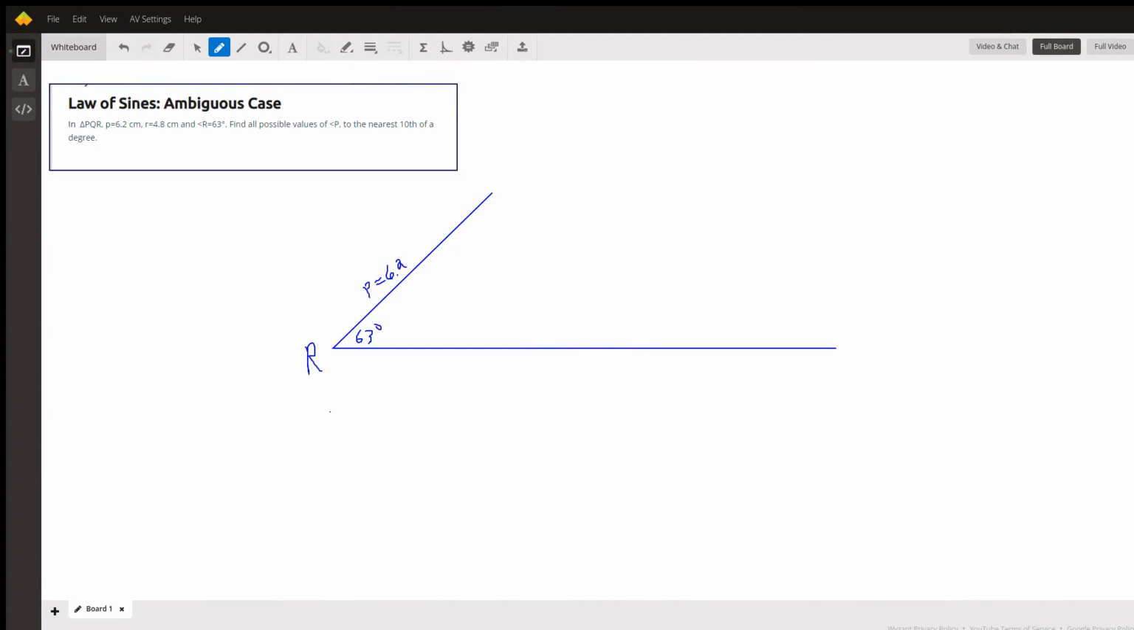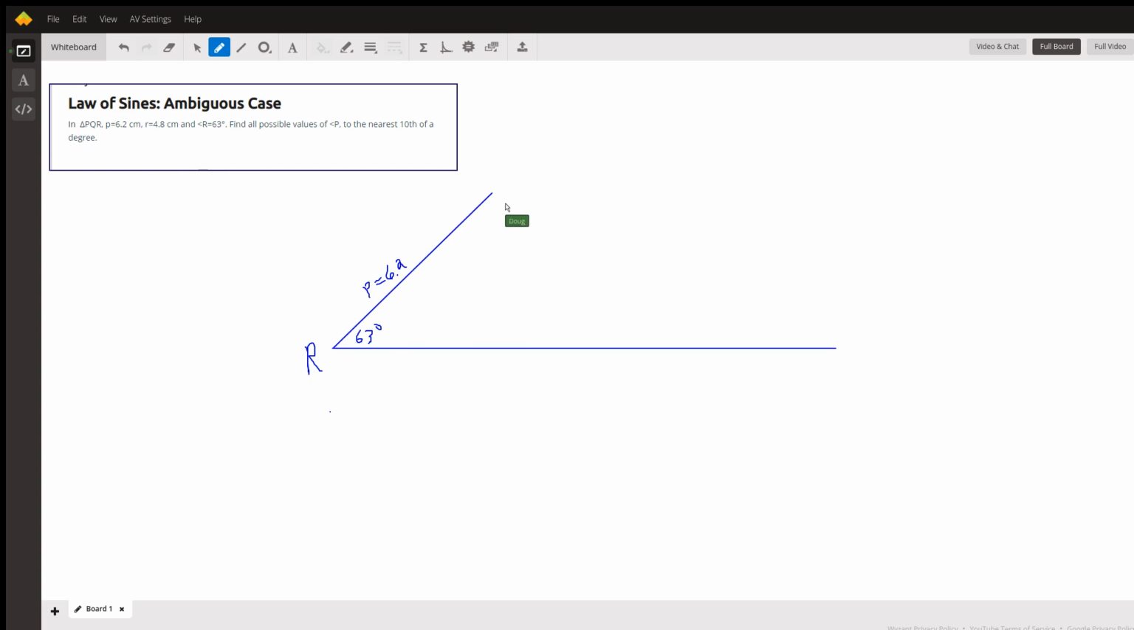Okay, here's how I like to set up the sketch for the law of sines ambiguous case, when you're given two sides and a not-included angle. Here's angle R, 63 degrees. Side P, little p, is 6.2 centimeters. And this side R, 4.8 centimeters, is opposite angle R.